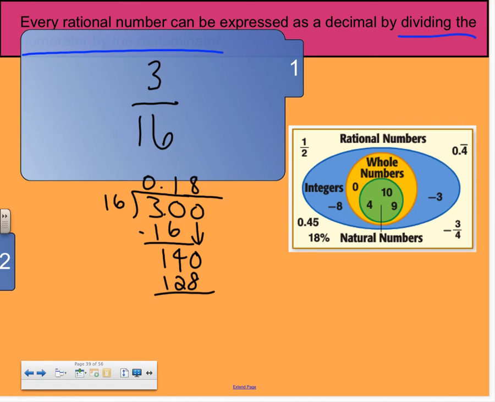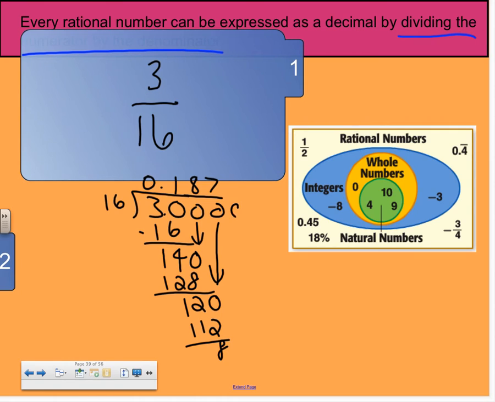If I subtract those, I get what? 12? Bring down another 0. Now I need it to go into 120. So 8's not going to work. Probably going to go down to 7, right? Very good. So 7 times 16 is going to be what? 112. Very good.